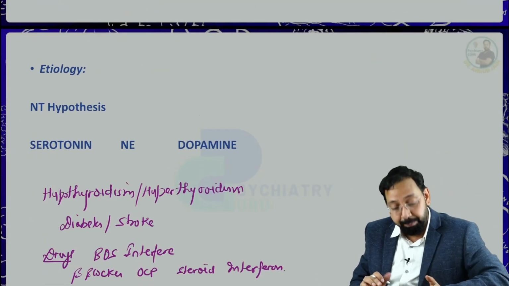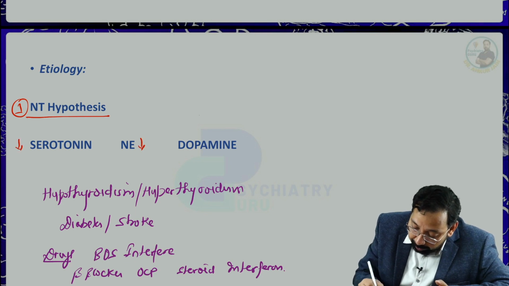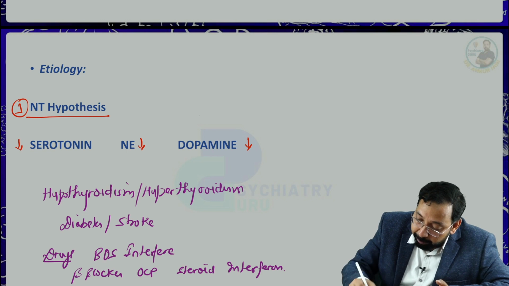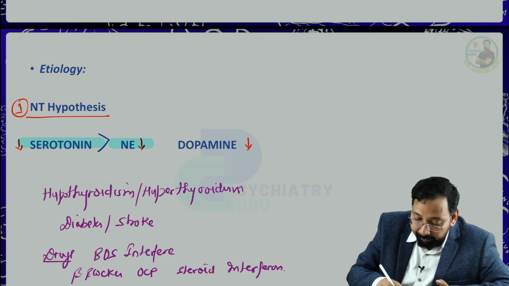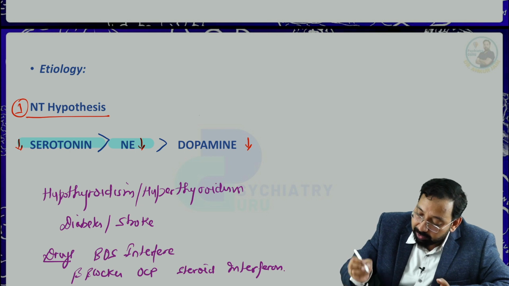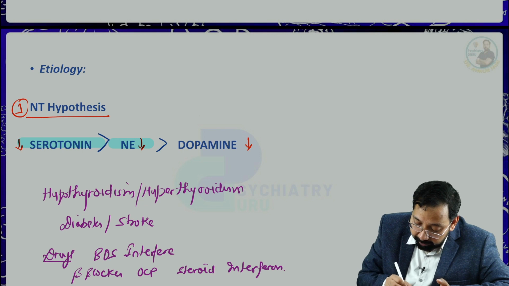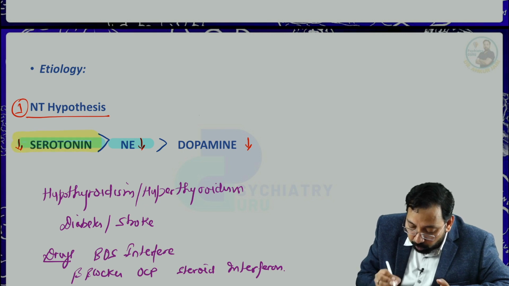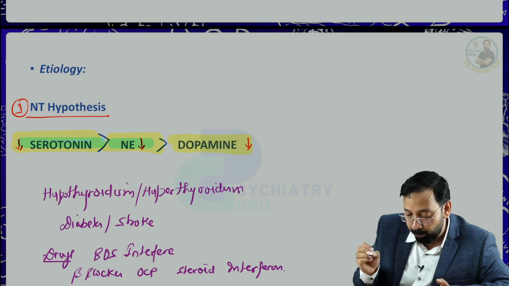Now, etiology of depression. One hypothesis is the neurotransmitter hypothesis. We found decreased serotonin, decreased norepinephrine, decreased dopamine. You will remember the sequence. Most important is serotonin, then norepinephrine, then dopamine. So if the question asks which neurotransmitter is decreased in depression, the best answer would be serotonin. If not given, the answer would be norepinephrine. If not given, the answer would be decreased dopamine.